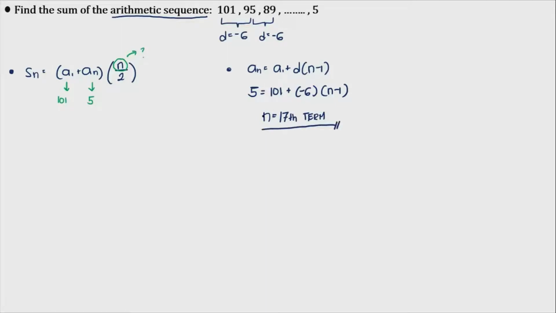Ngayong alam na natin yung n, masasolve na natin yung sum of the arithmetic sequence. So, sum of the 17 terms is equal to 101 plus 5 times 17 over 2. So, final answer is sum of the first 17 terms is equal to 901.